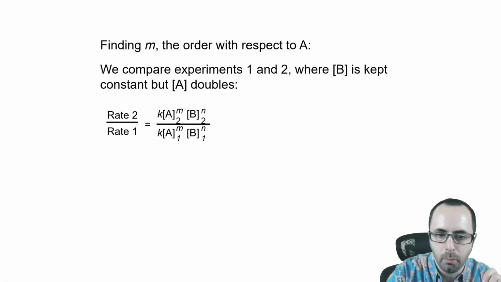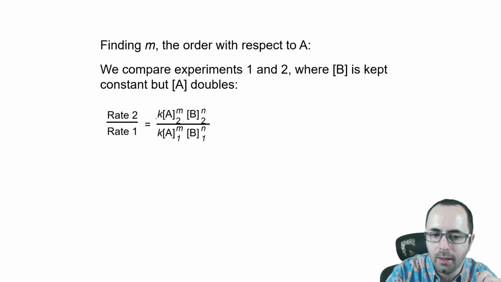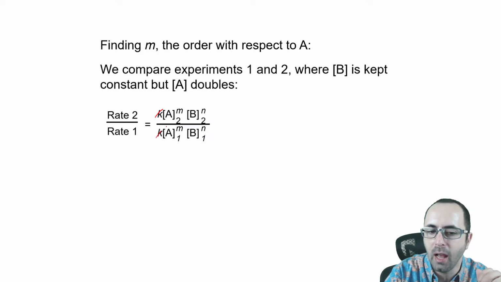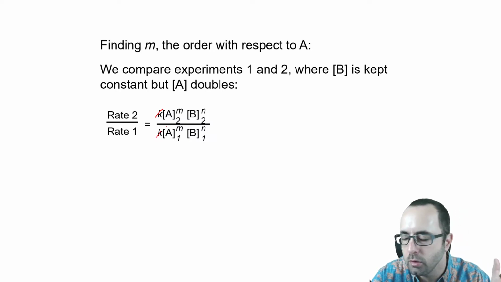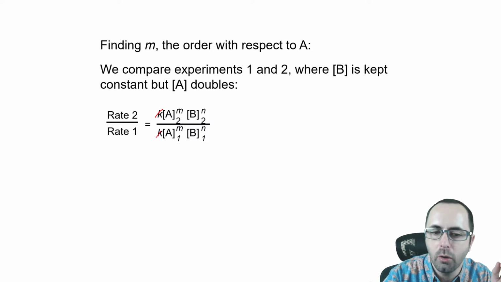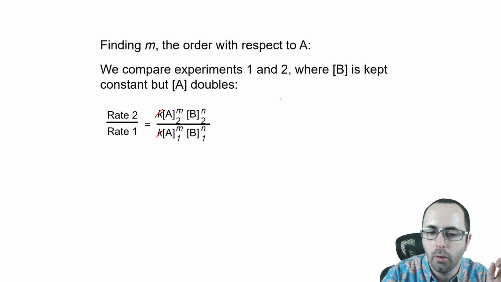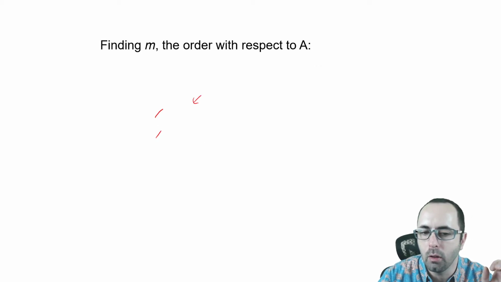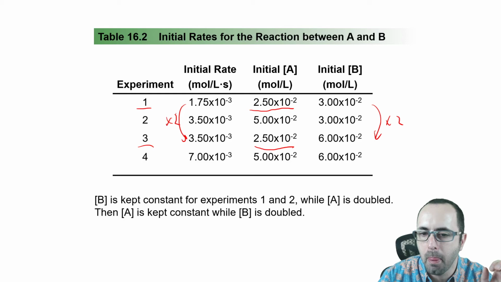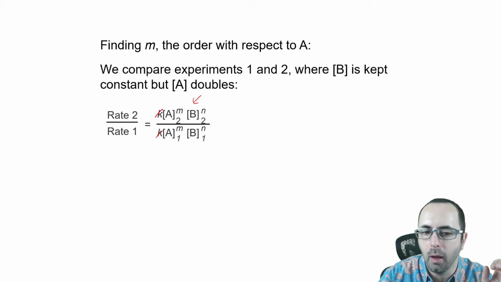Now notice, in this particular experiment, K and K are going to be the same because it's the same reaction at the same temperature. So those should be the same. And we chose experiment 2 so that the concentration of B, which was, we can just go back and look at it, was 3 times 10 to the minus 2.